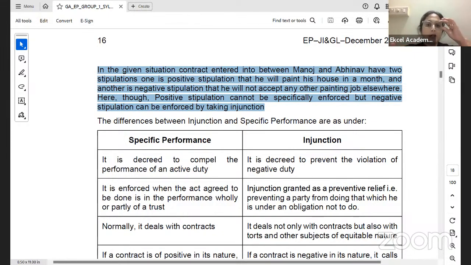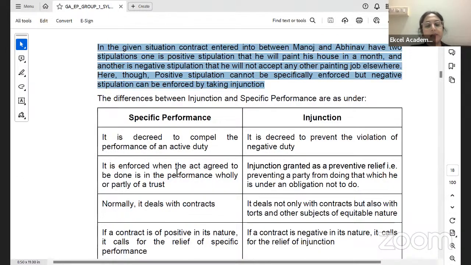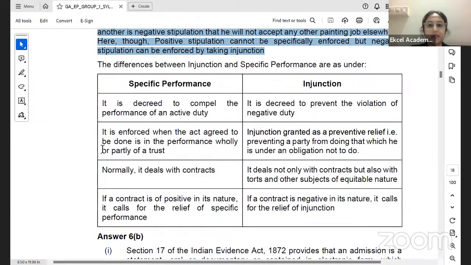See, the court will not tell you that you have to paint. But when you have agreed that during this time you will not work for anybody else, for that you may take an injunction. For a negative stipulation, you can take an injunction and stop him from accepting any other contract. But for the positive, because it is personal in nature or continuous, the court may not grant specific performance. So we will see the specific performance and injunction difference.